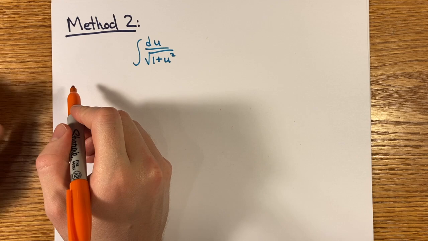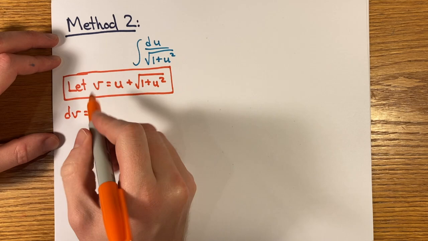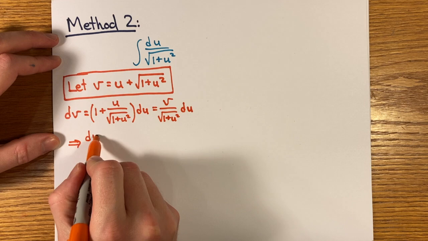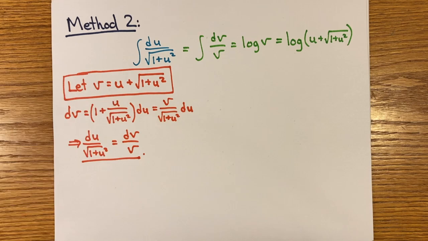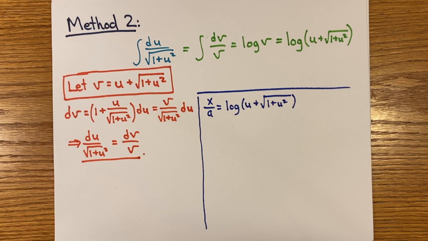A substitution that might at first seem to come out of the blue is to let v equal u plus square root 1 plus u squared. I'm going to give an explanation as to how this change of variables could suggest itself soon, but for right now, observe that dv equals (1 plus u over square root of 1 plus u squared) du, which is equal to v over square root of 1 plus u squared du, or du over square root 1 plus u squared equals dv over v.